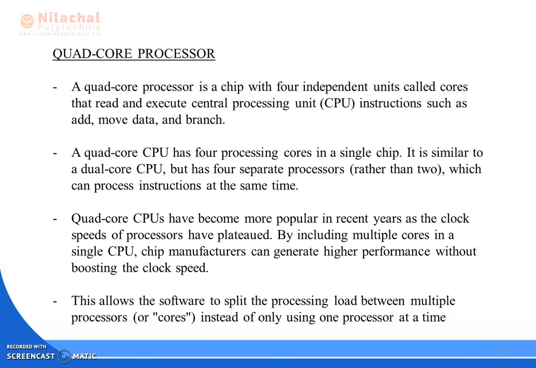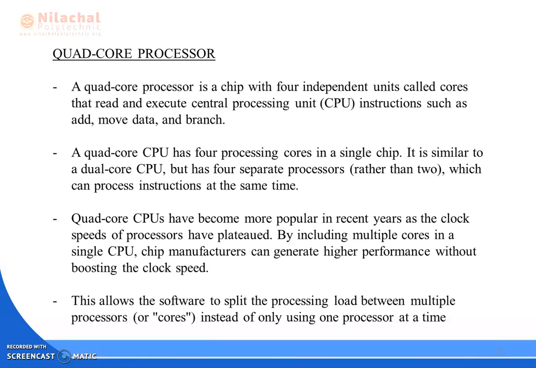So a quad-core processor is a chip with 4 independent units, or 4 independent cores, that read and execute central processing unit instructions, such as moving data, adding or doing any arithmetic operations, and so on. The quad-core CPU has 4 processing cores in a single chip. It is similar to the dual-core processor CPU, but with 4 separate processors rather than 2. It has 4 separate processors which can process instructions in parallel at the same point of time.